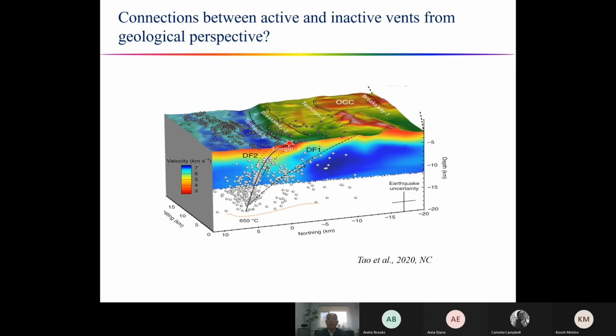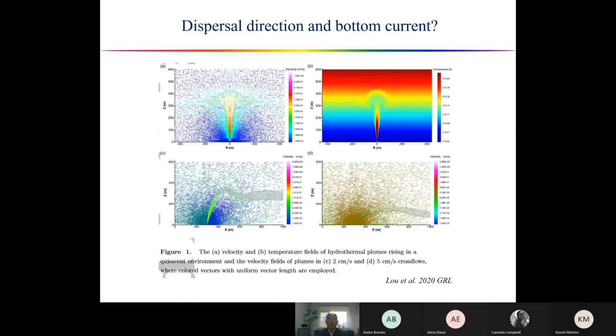The paper by Dr. Tao in the southwestern Indian Ocean shows that some active and inactive vents may be connected in the depths. However, we don't know which ones are connected and which are not. The next question is, we know little about the speed and the direction of bottom current and the plume dispersal, and importantly, they decide the direction and the distance where larvae will get.